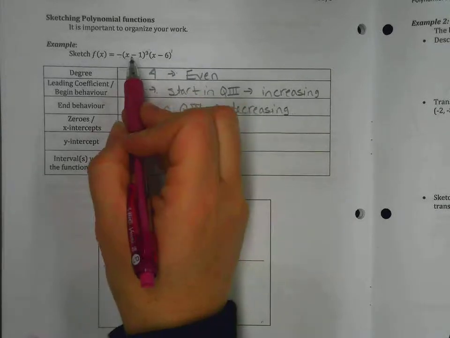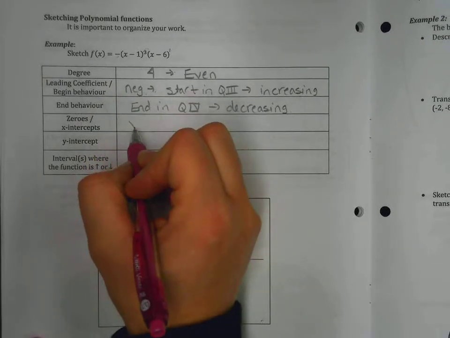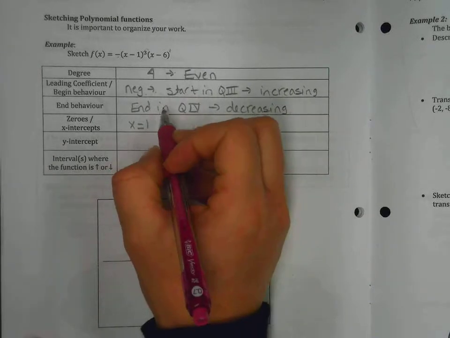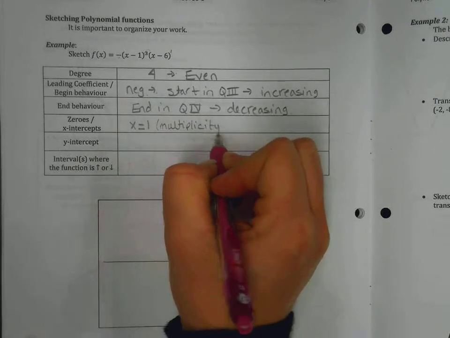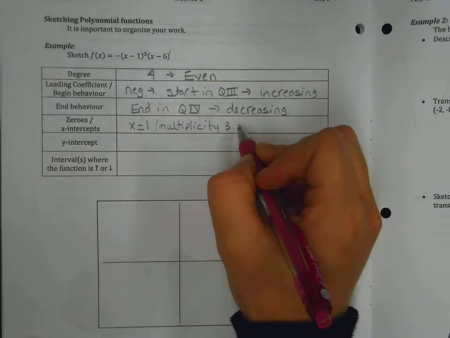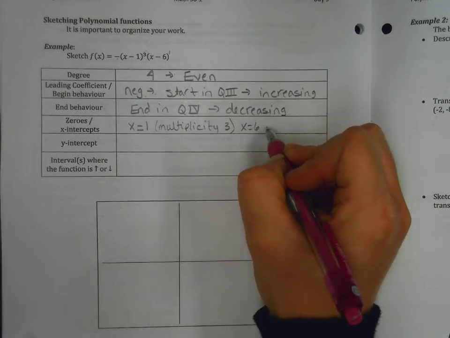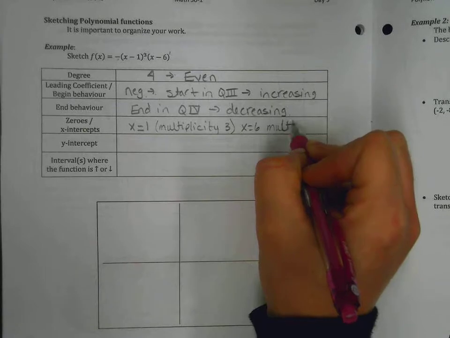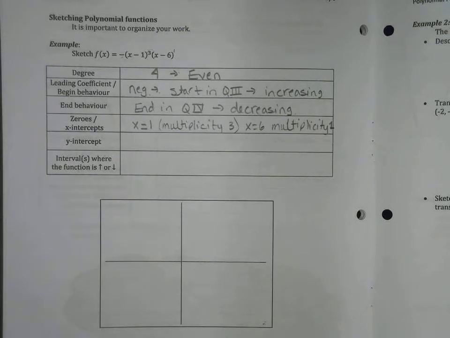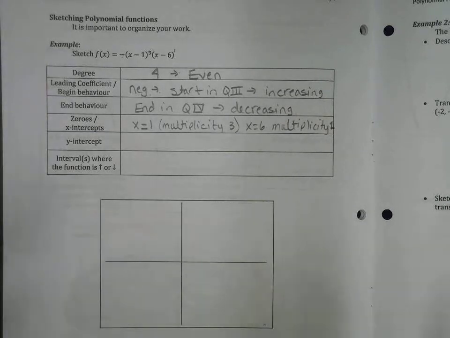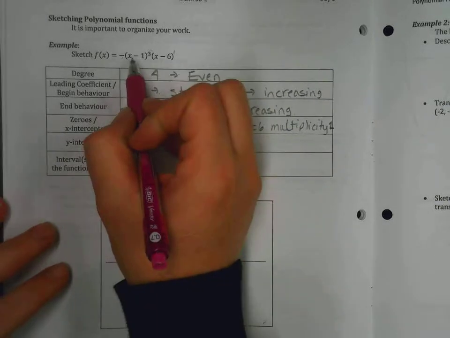So because this is in factored form, my x-intercepts are going to occur at x equals 1. And this has a multiplicity of 3. And my other one is x equals 6 with a multiplicity of 1. So what this tells me is it tells me whether I need to come tangent to the x-axis or go through it and the shape that it's going to take as it's going through it.